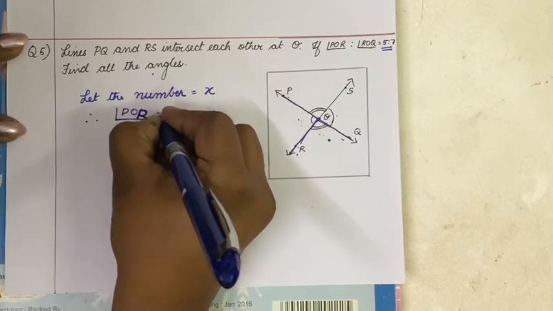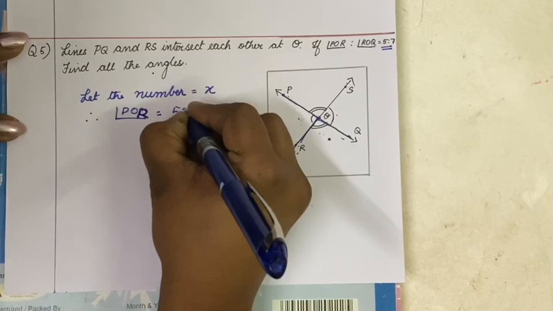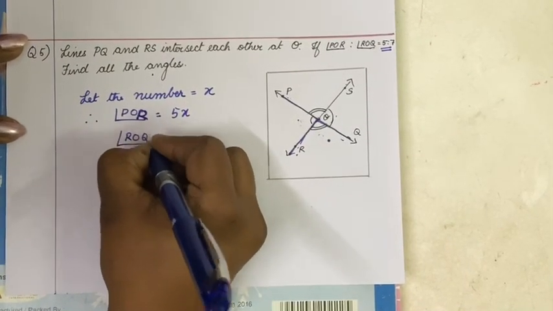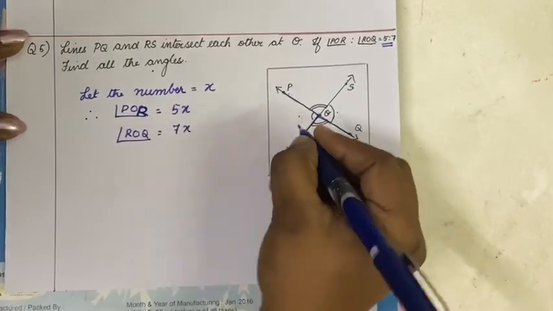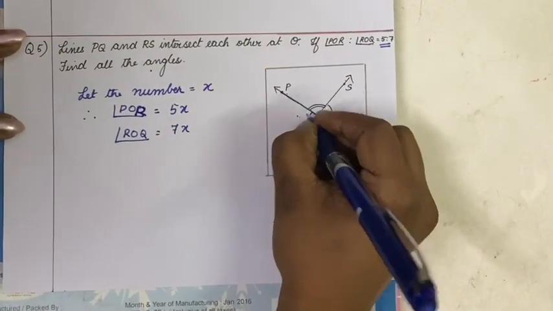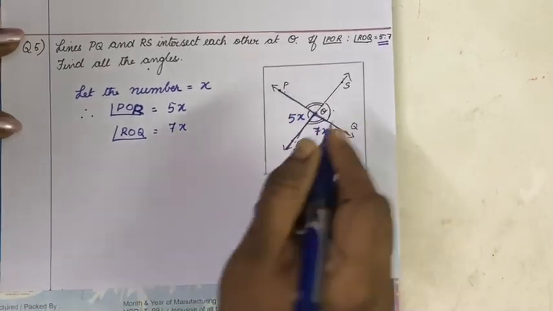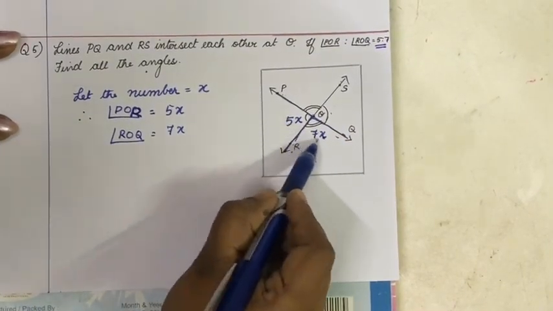Angle POR is equal to 5x and angle ROQ is equal to 7x. If you want, you can even write it in the diagram also. So, this is equal to 5x and this is equal to 7x. Now, looking at these two angles, what can you say?